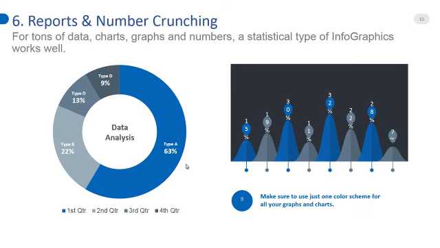Now, if you do use a strategy, I would recommend that you make sure to use just one color scheme for all of your graphs and charts. Because like I said, you don't want to distract them by utilizing too many colors, too many fonts, too many different things. Keep it simple, use one theme, one color, or a few colors, or max 4 colors, and go with that. Number 7 is photo infographics.